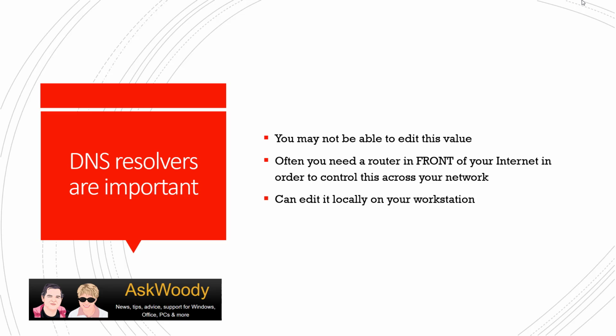Sometimes you won't be able to edit this value. In particular, I have Comcast's ISP. They actually do not let you edit your DNS setting. In order to set your DNS to what you want, you either have to do it physically in the network connection yourself, or you have to put a router between you and the ISP. Now you can edit it locally on your workstation. I'll show you how to do that in just a little bit.